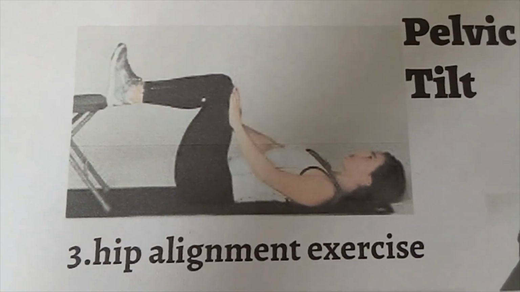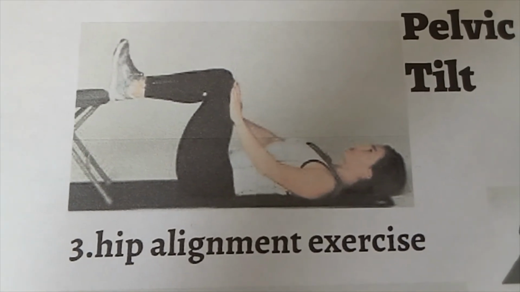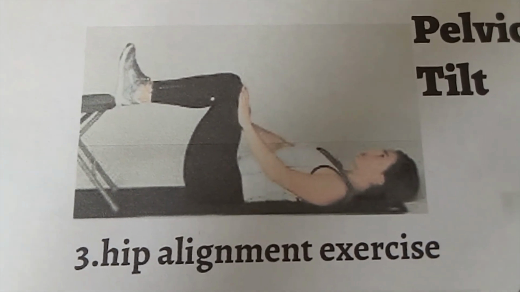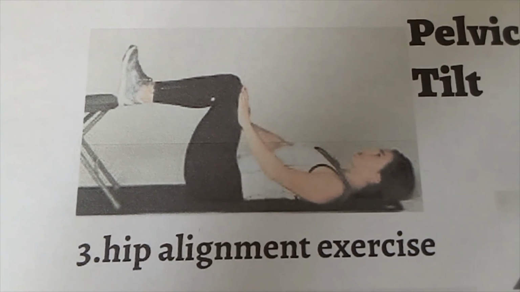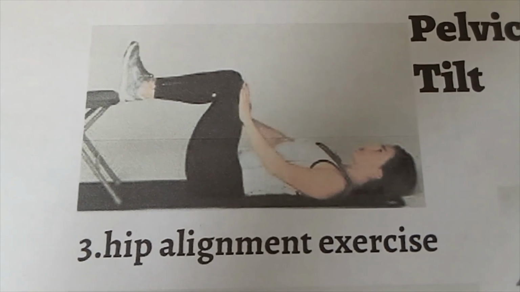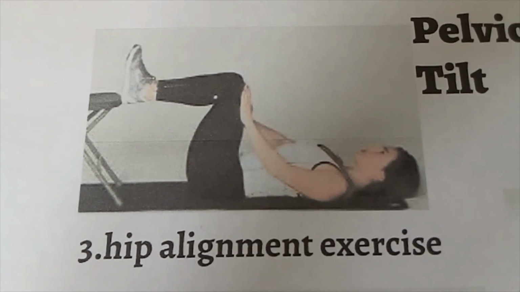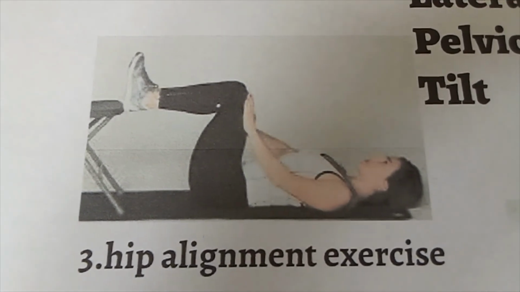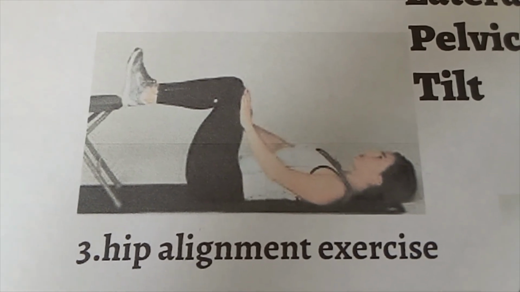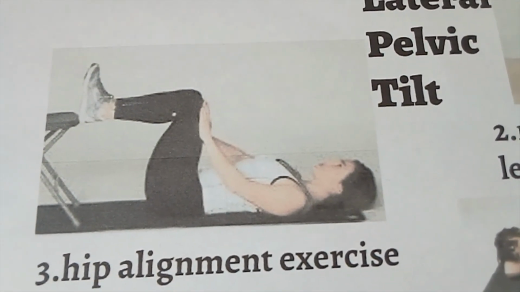Okay, so the next exercise for lateral tilt is the hip alignment exercise, which helps you to bring your hips in line with each other. You're going to lie on your back with your feet against a wall and using the leg on the same side as the hip that is tilted towards your shoulder. Press your leg into the wall and at the same time press your higher hip down with your hand. Hold for 10 seconds and then release. And you're going to repeat this 10 times.